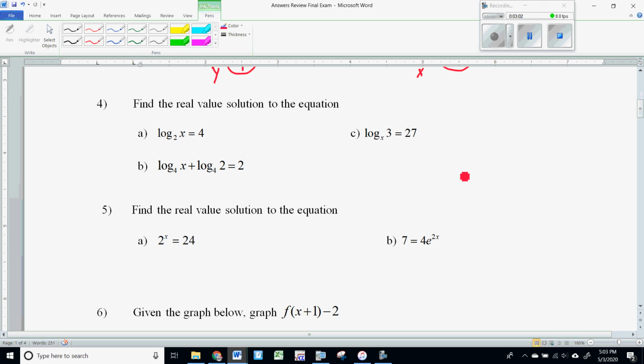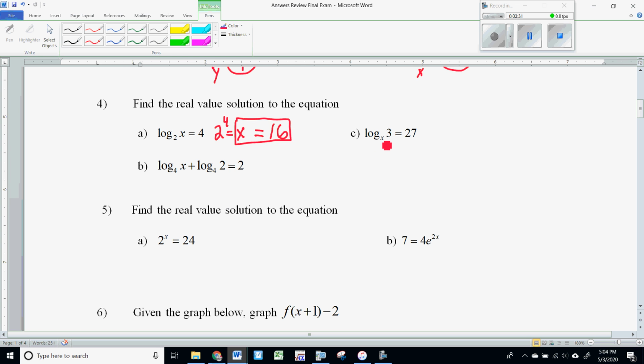Next, we want to look at solving some log and exponential equations. And if you remember, many times if you have a logarithmic equation, the first thing you want to do is write it in exponential form. So if I take log base 2 of x is 4, and I write it in this exponential form, this would be 2 to the 4th equals x. So that means x is just equal to 16.